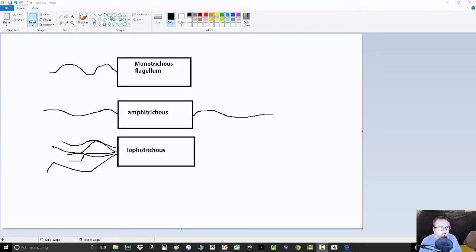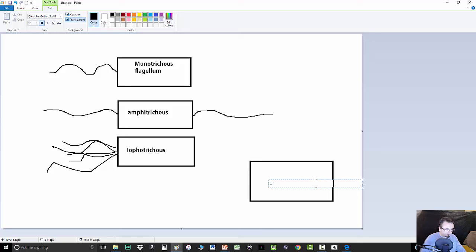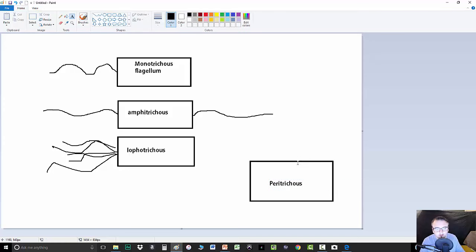Last one then is called a peritrichous flagella. So peri means around. So peritrichous are flagella that occur around the outside of the cell. So kind of like this. There's no exact number that they will have, but they occur kind of all around.